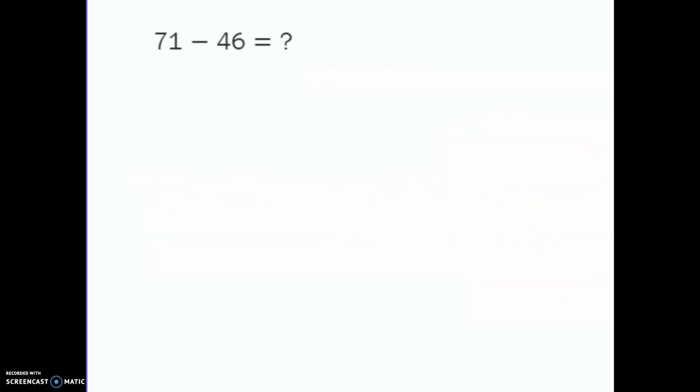Okay, so I'm presenting you with a problem, 71 minus 46. And what we're going to work on is how to use our expand and trade subtraction strategy. Well, the first thing I'm going to do is make a picture because, as I've said before, when in doubt, draw it out.